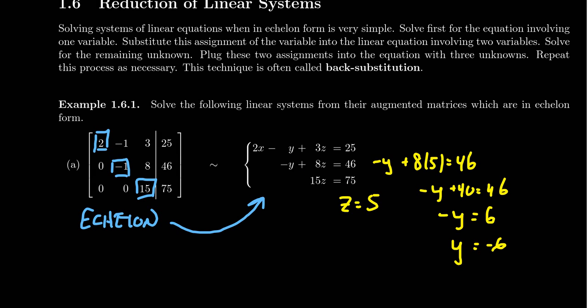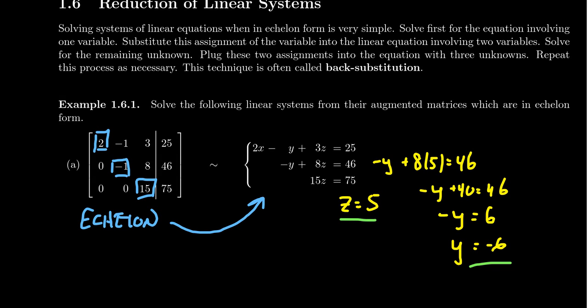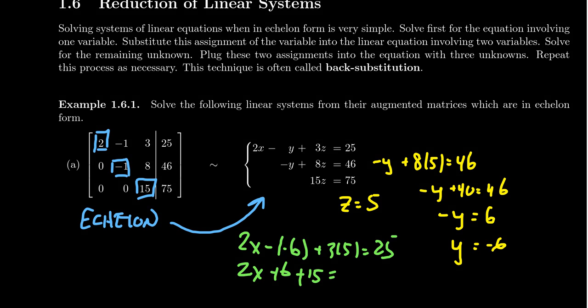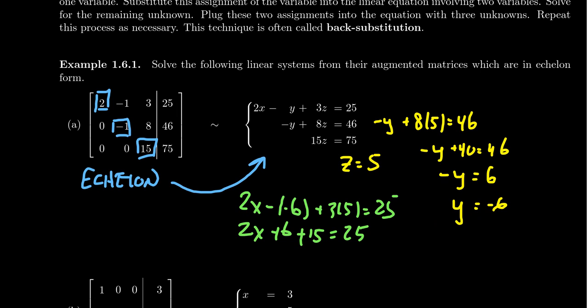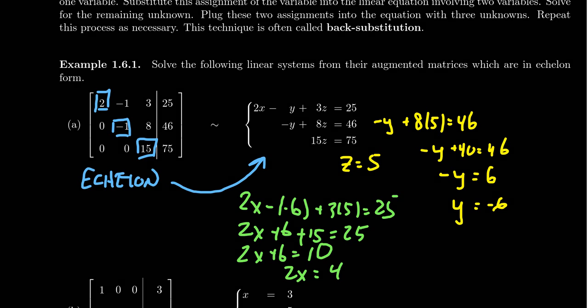And now when we look at the next step, we know what z is, we know what y is. We can plug this in for z, we can plug this in for y, and now the only unknown left is x, and we can solve for it, much like we did a moment ago. Doing that, we would get 2x minus y. Well, y is negative 6. We know z is 5, 3 times 5, this equals 25. Simplifying this thing, we get 2x plus 6 plus 15 equals 25. We'll subtract 15 from both sides, so we get 2x plus 6 equals 10. Subtract 6 from both sides, you get 2x equals 4, and then divide by 2, you'll see that x equals 2.